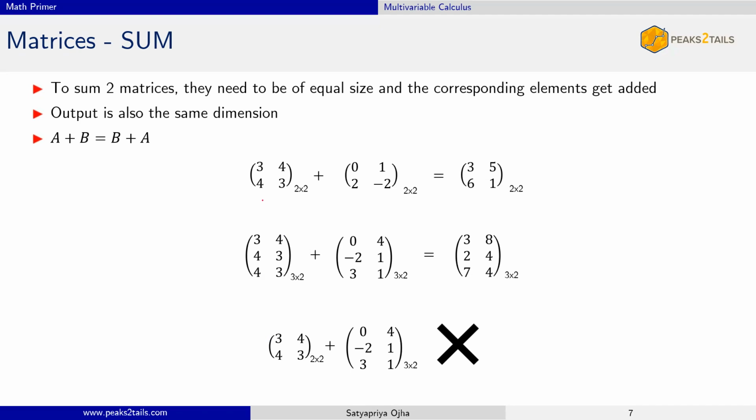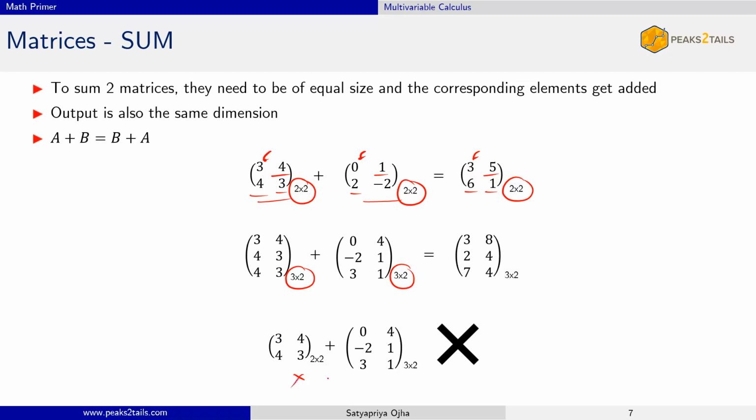So a few examples: 2 by 2 matrix, 2 by 2 matrix. If you add them, addition is very, very simple. It's element wise: 3 plus 0 is 3, 4 plus 1 is 5, 4 plus 2 is 6, 3 minus 2 is 1. The final answer will also have the same dimension. You can add a 3 by 2 to a 3 by 2, no issues. It doesn't have to be a square matrix. The dimension has to be the same, and you just add them element by element.